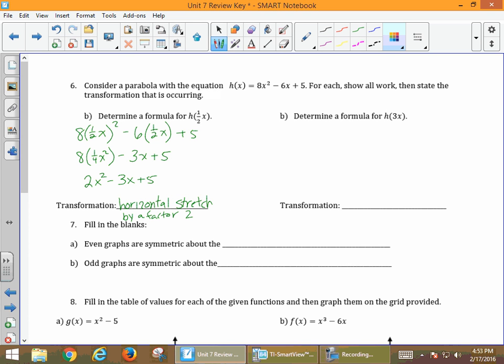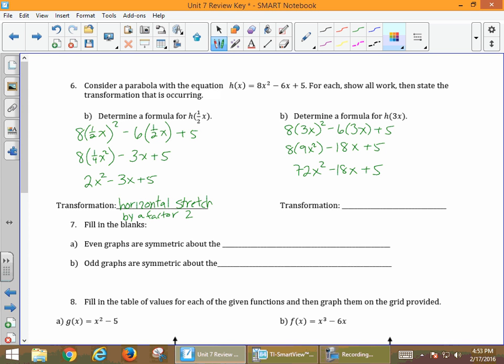And for part B, it says determine a formula for h of 3x. So I'm going to do the same thing I did in that first part, but instead of replacing the x with 1/2 x, I'm going to replace it with 8 times 3x squared minus 6 times 3x plus 5. 3x quantity squared is 3x times 3x, which is 9x squared. 6 times 3 is 18x plus 5. And clean up term 1, 8 times 9 is 72x squared minus 18x plus 5.